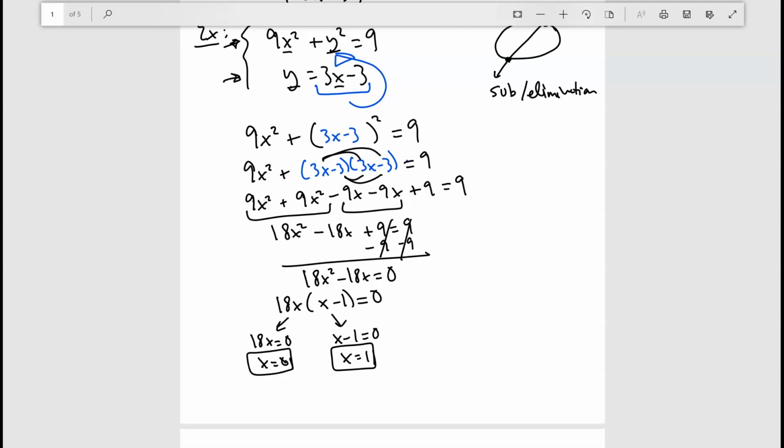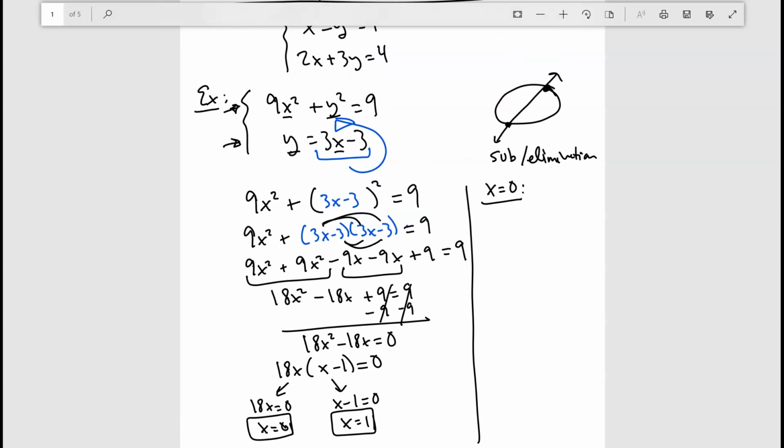Now, is this the answer? No, because we only found our x value. Now we've got to figure out what our y value is. So when x is equal to 0, which one would be the easiest to plug in? Well, the second one will be the easiest because y is already solved for. So y equals 3x minus 3. Plug in the 0, 3 times 0 minus 3. This goes away, and I'm left with a minus 3. So the first solution is 0, negative 3. That is my first solution.